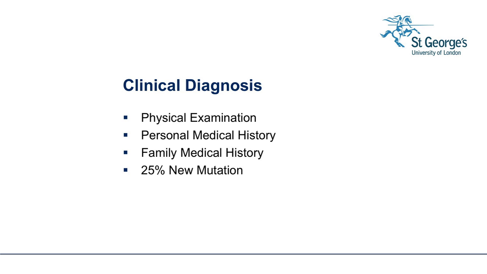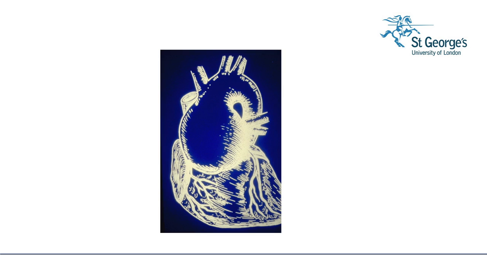Clinical diagnosis is made on the basis of physical examination, personal medical history, family medical history, and we must remember that 25% are affected as the result of a new mutation, and these people will not have any family history of the same condition. Most patients with Marfan syndrome show dilated aortic root in the sinuses of Valsalva.